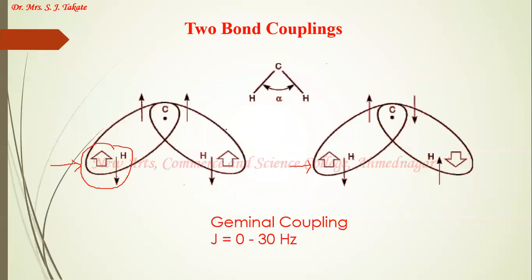Now the second partner is separated from it by two bonds. These two bonds are present on the same carbon atom. That's why such type of coupling is also called geminal coupling. This is a geminal coupling. Now see, this coupling hydrogen takes two different orientations. Due to two different spin orientations of this coupling hydrogen, the electrons adjacent to this nucleus change their spin orientation. Why do the electrons change their spin orientation?